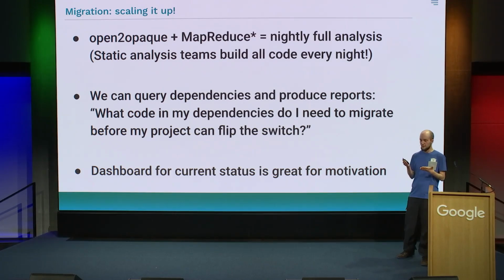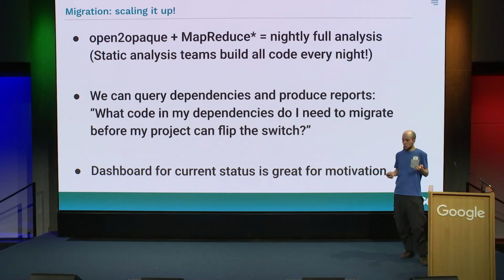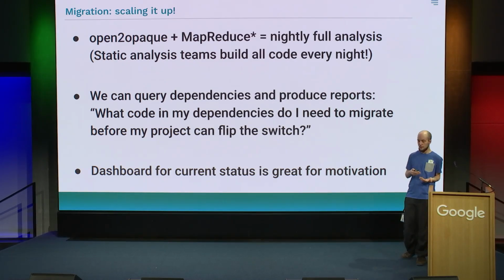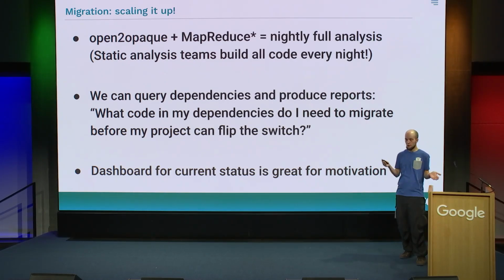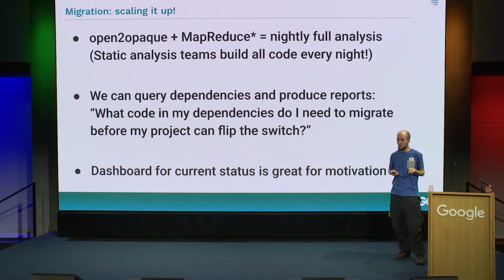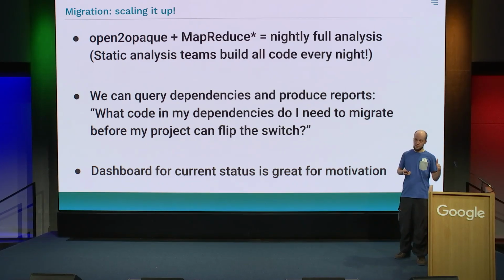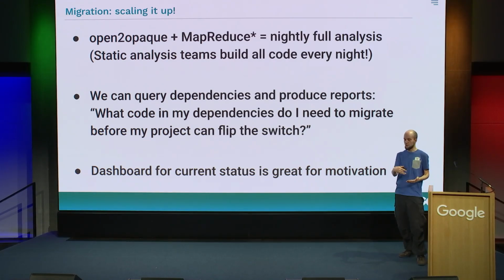So I only told you that we have a tool, but how do we scale this up? Well, we combined the Open2Opaque tool with MapReduce and turned it into a nightly pipeline. So we just run this every night on all of our code. And luckily, because it's a type-checked AST that we need, we don't need to actually build all of the code, but there's a different static analysis team that already does that. Every night they take all of the code and just build it all. And we can just take that build result and then type check from that.